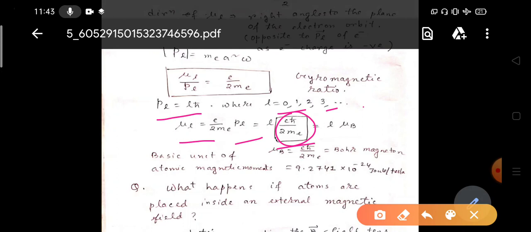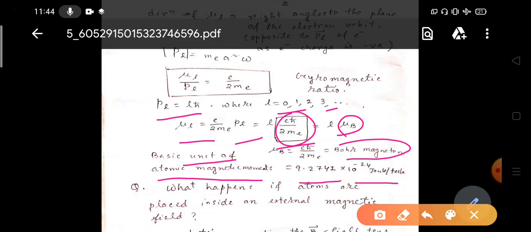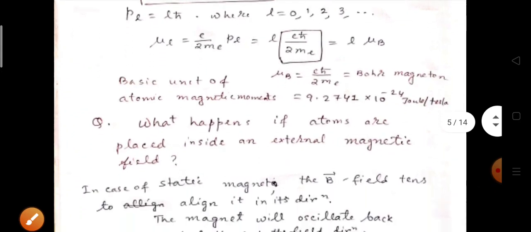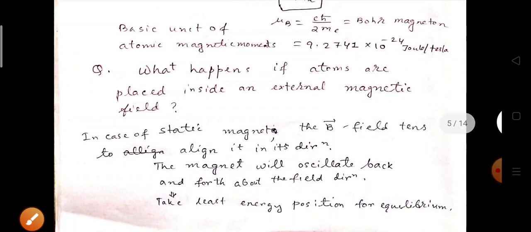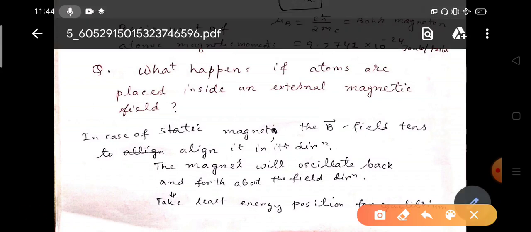We put this as mu B, and mu B is the Bohr magneton, and the Bohr magneton is the basic unit of atomic magnetic moment. The value of the Bohr magneton is 9.2741 × 10^-24 joule per Tesla.